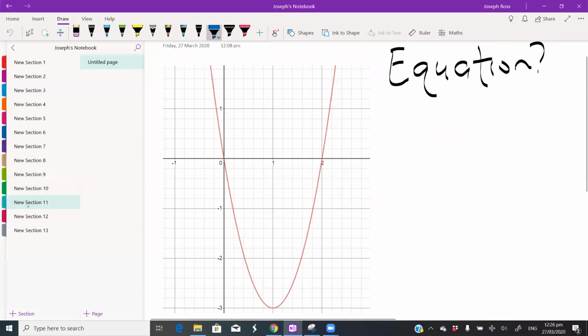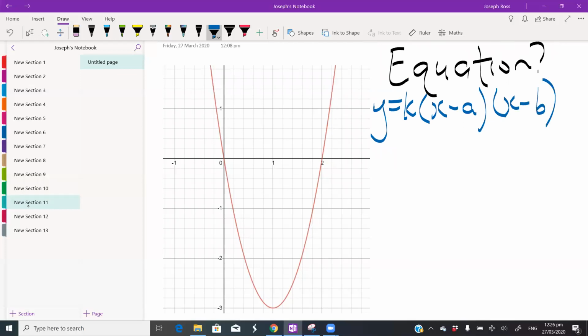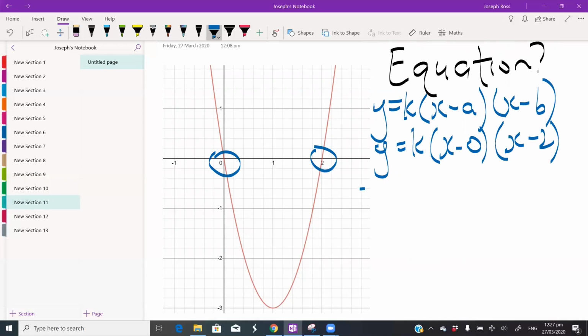Okay, so what about the equation of this thing? We recognize firstly that we can read the x-intercepts off the graph, which is going to be k times (x minus a) times (x minus b) form, and our x-intercepts are going to be 0 and 2. So if we say that y equals k multiplied by (x minus 0), a is 0 for the first intercept and 2 for the second intercept. Now x minus 0 is x, so we can write this as y equals kx times (x minus 2).